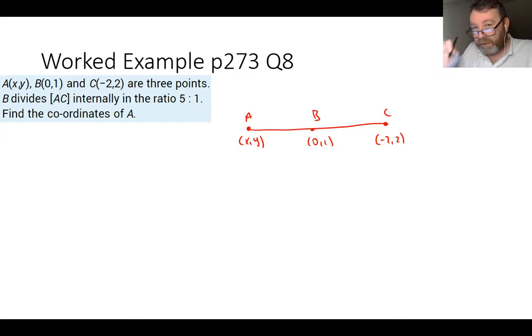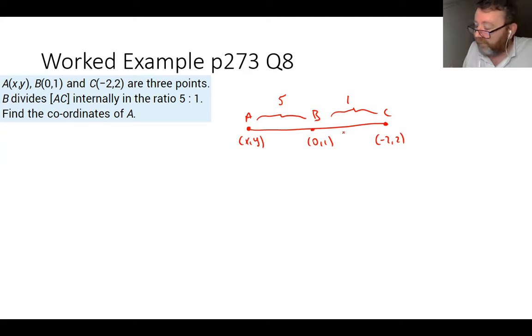They're on the same line because we're told that B divides AC. So B is between A and C, in the ratio of 5:1. Okay, so what that means is that B divides AC in a ratio of 5:1. So the ratio here is 5 and the ratio here is 1. Okay, so what I'm going to do now is take a look and see, okay, 1:5. So the difference between the x's here would be 5 times greater than the difference between the x's here.